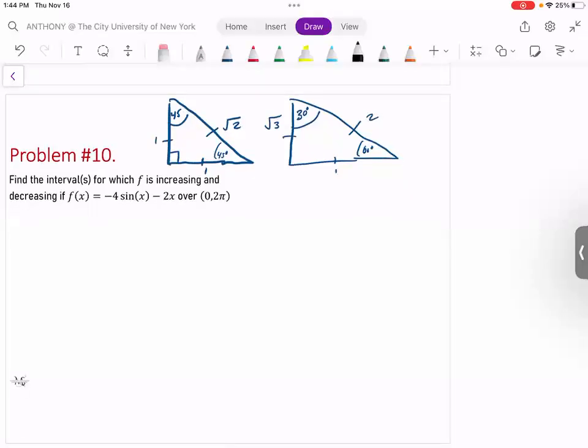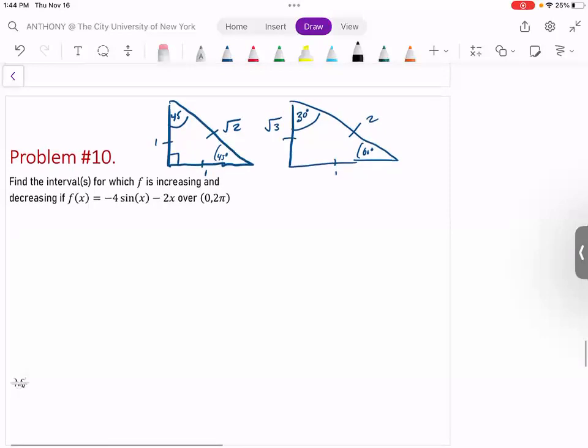All right, so for problem number 10, it says find the intervals for which f is increasing and decreasing. f of x was given as -4 sine of x minus 2x, over 0 to 2 pi. So first thing is, you have to find your critical values, right? So step one, find your critical values. And for your critical values, just remember, that's whenever the first derivative is equal to 0.